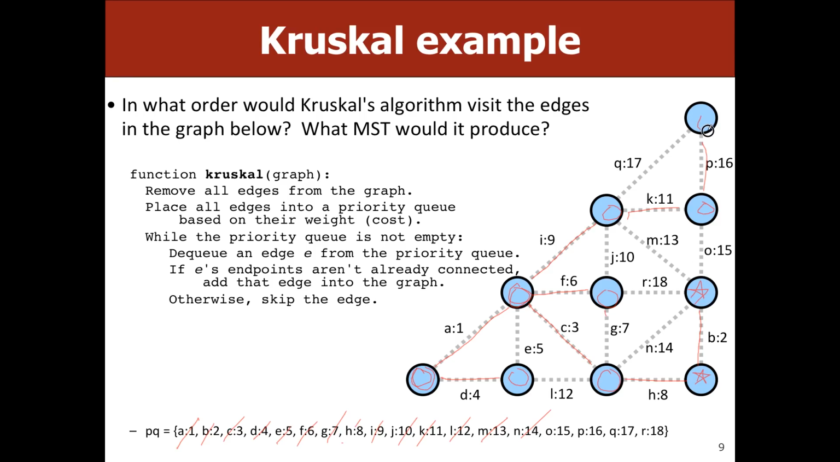Do we need to keep going at this point? Are there any nodes not connected? Yeah, so as an optimization, we don't need to continue going through Q and R because we've already connected all of the nodes in our graph.